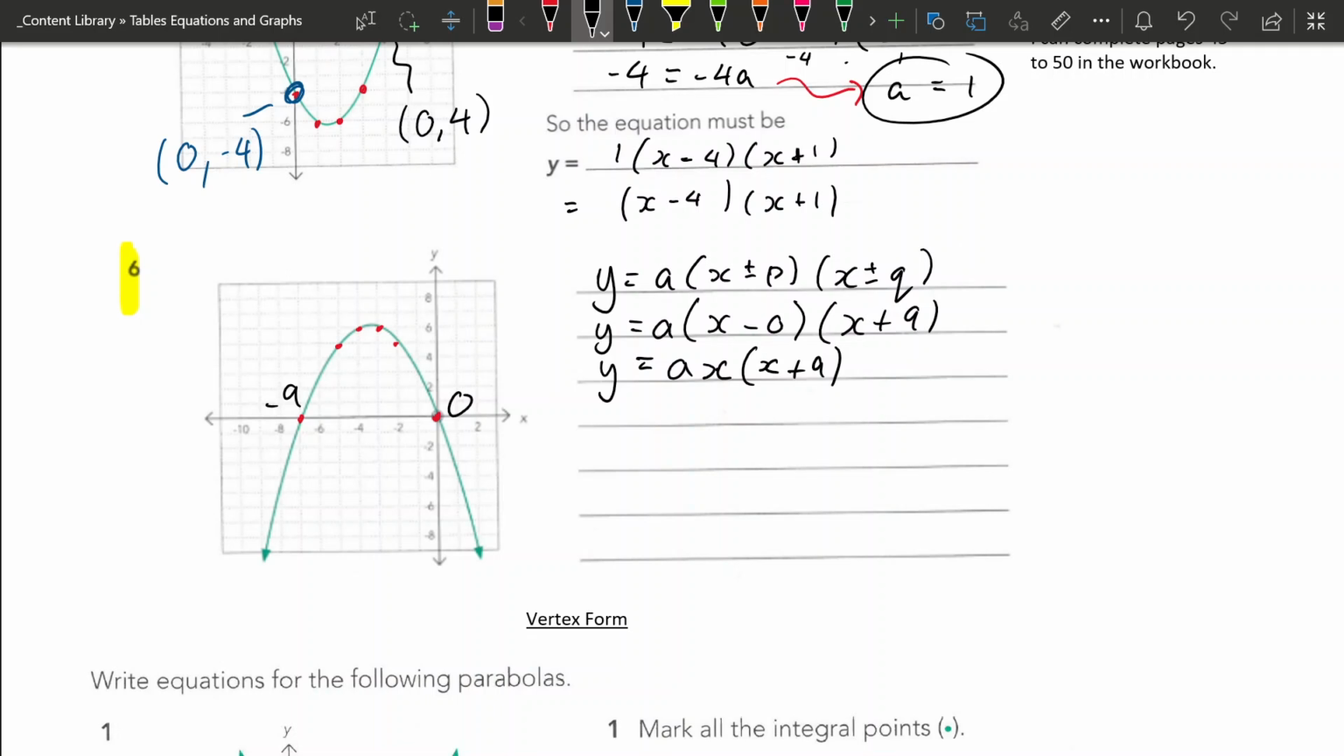What's our next step? We have to chuck in any other point. So choose a point. Doesn't matter. Although sometimes the math will be easier for some points than others. You will just learn that by experience. I'm going to choose that point there. So that point there is the x value is -5, and the y value is +5.